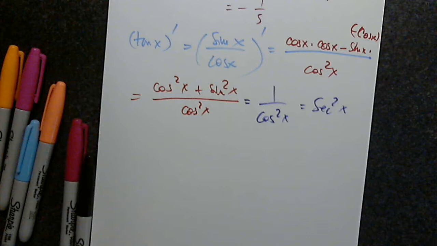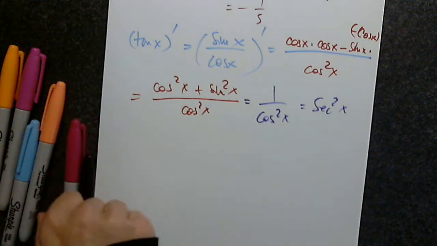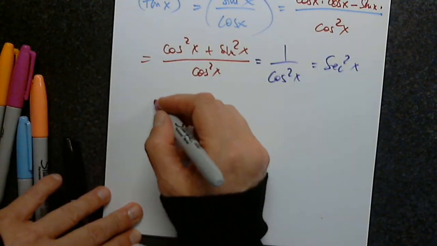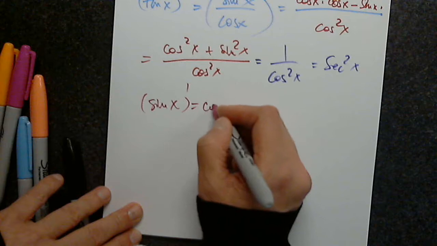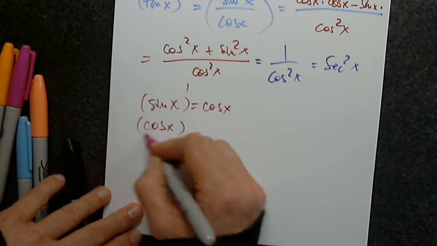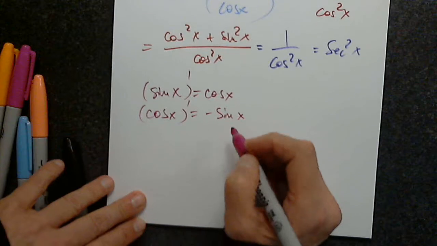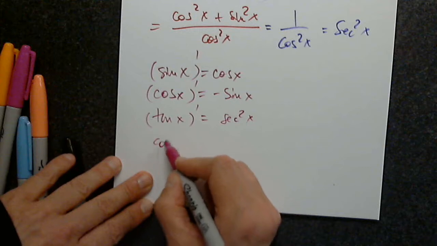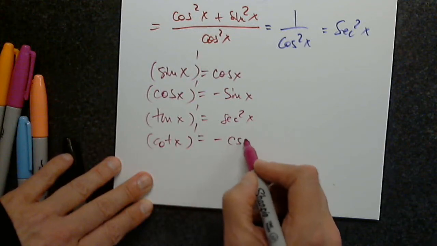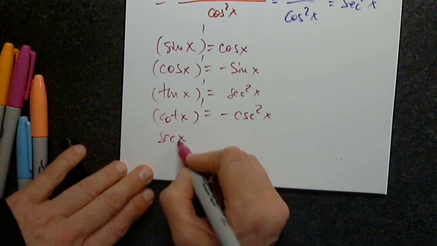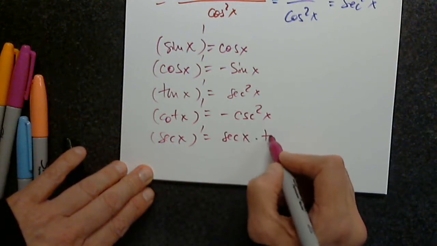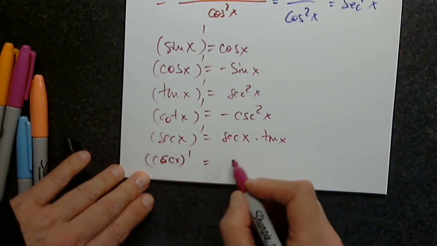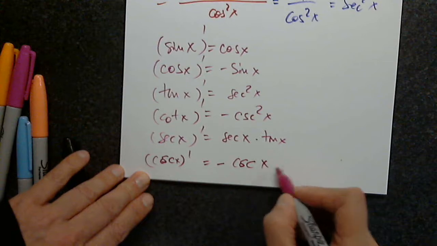So let me write the rest of the trig function derivatives. One more time, sine prime is cosine. Cosine prime is negative sine. Tangent x prime is secant squared. Cotangent x prime is negative cosecant squared. Secant prime is secant times tangent. And cosecant prime is negative cosecant cotangent.